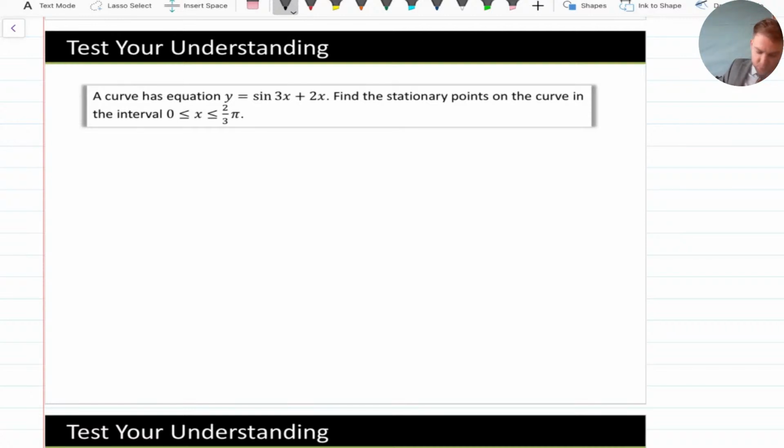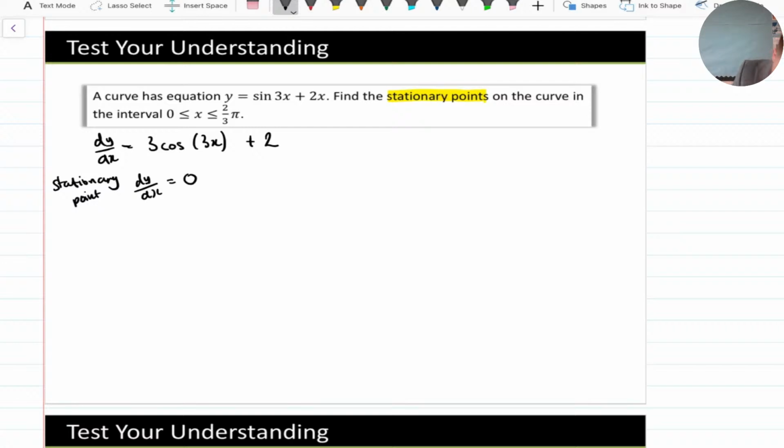So a curve has an equation, y is equal to sine of 3x plus 2x. Find the stationary point of the curve in the interval 0 to 2 over 3 pi. First of all, I'm going to need to differentiate this. So dy by dx is equal to 3 cos of 3x plus 2. I know my stationary point is when dy by dx is equal to 0. Let's just state that.